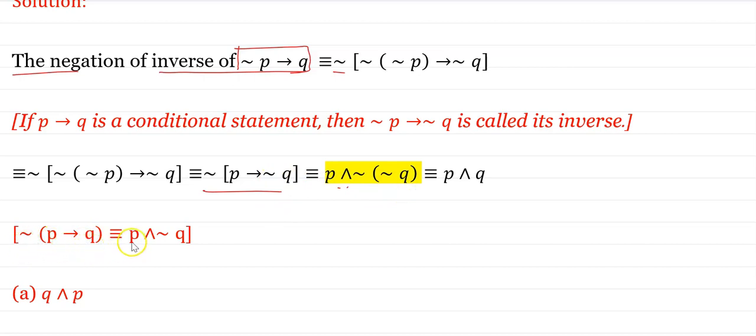Negation of P implies Q means what? Keep this first statement as it is and apply the negation for the second. And therefore here first keep P as it is and apply the negation for this. That is the negation of in bracket negation of Q is the original statement, that is P and Q, and hence the option A is a correct one.